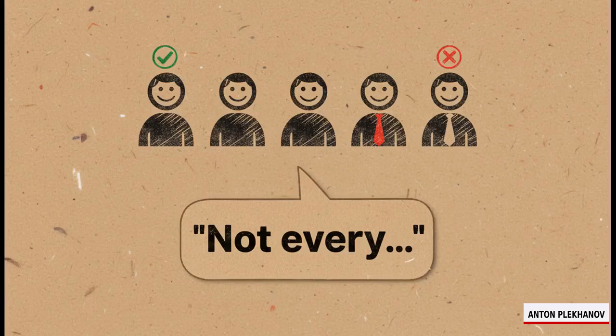And finally, let's talk about negation. What if you want to say that something is true for some people in a group, but not for all of them? Well, the clearest, most natural way to say this in English is with the phrase, not every. For instance, not every student passed the exam. That tells us that some students did pass, but some failed. It's the standard way to say it.